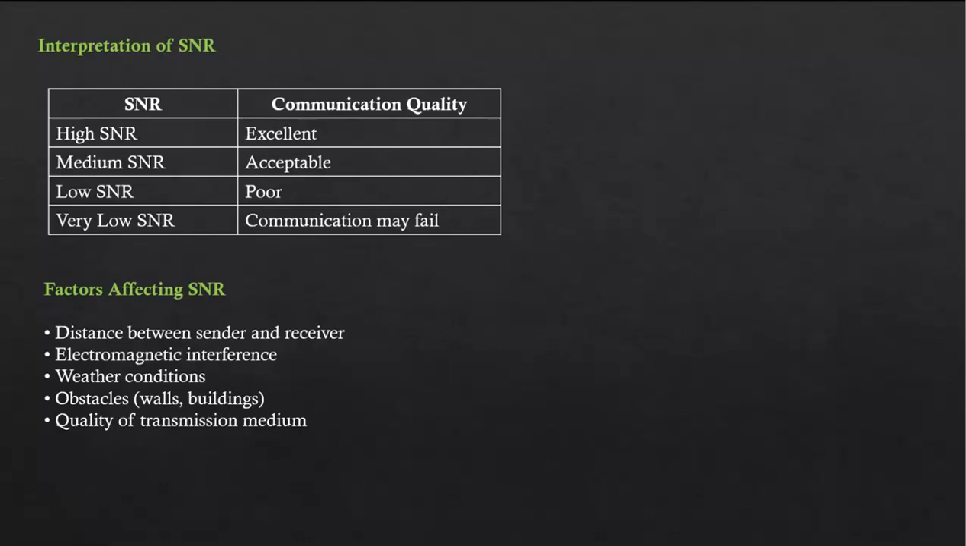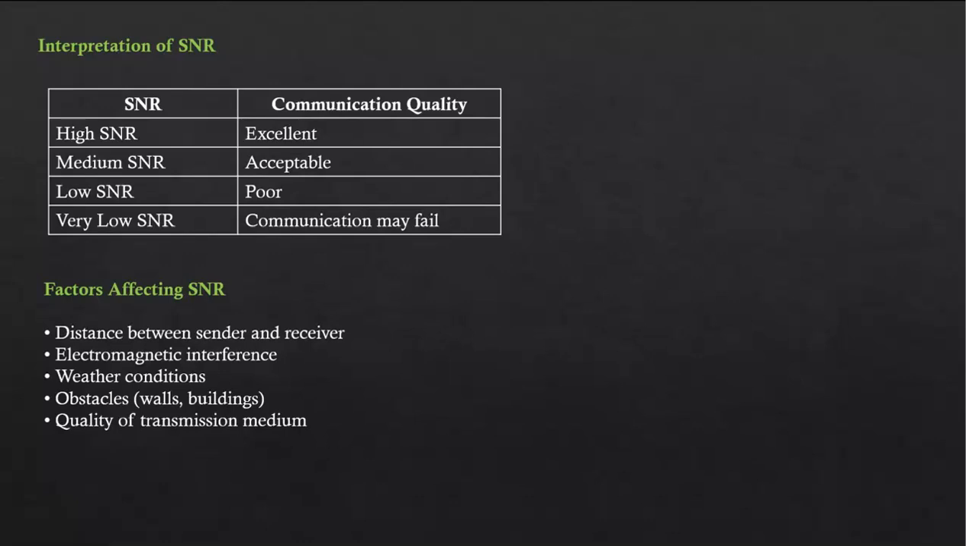SNR gives us a very excellent quality. Medium is acceptable, while low SNR results in poor connection. If SNR gets too low, the communication completely fails because the receiver can no longer distinguish the message from that of the background noise. Several real-world factors degrade SNR. It could be the distance between the sender and the receiver, any electromagnetic interference, maybe weather conditions, obstacles like walls and buildings, or even the quality of the transmission medium.